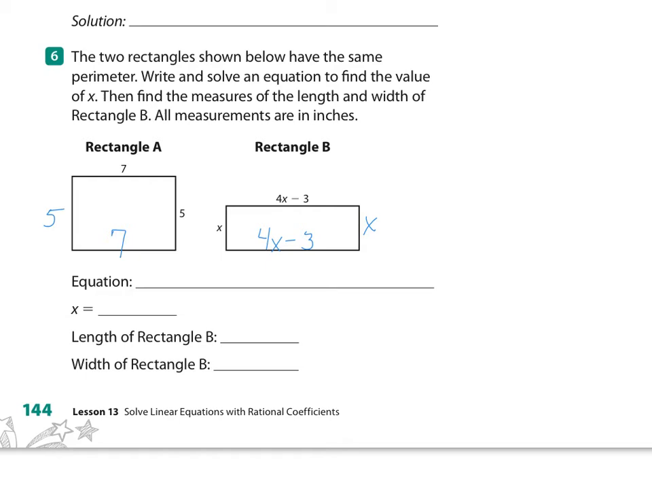Well, the perimeter of rectangle A is equal to 7 plus 5 plus 7 plus 5. And if I add those up, rectangle A's perimeter is equal to 24. And again, with them saying that they are equal to one another, that means 24 is equal to all four sides of rectangle B added up together, which would be 4x minus 3, that's this first side, plus the second side, which is x. Sorry about my writing.